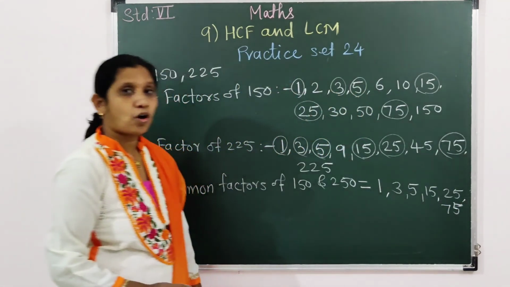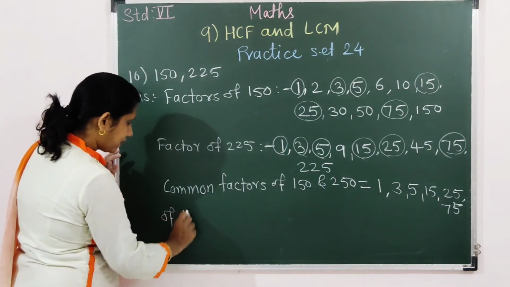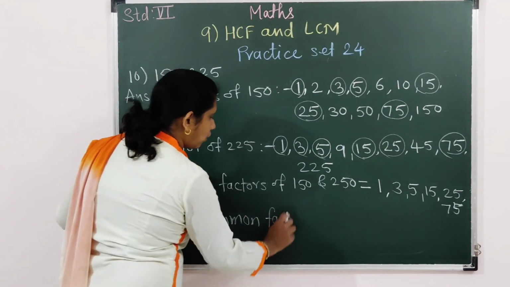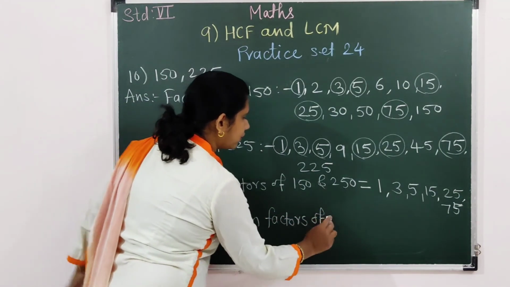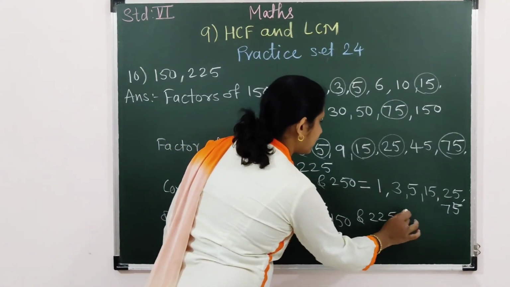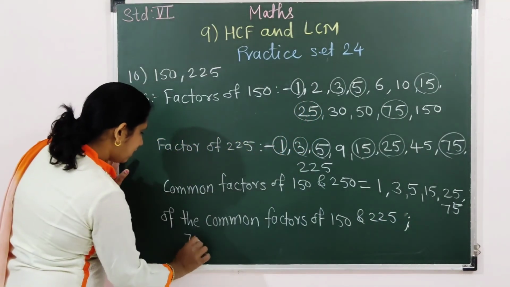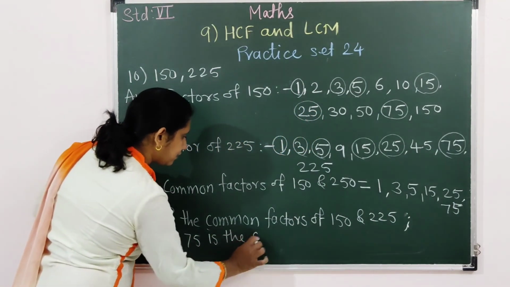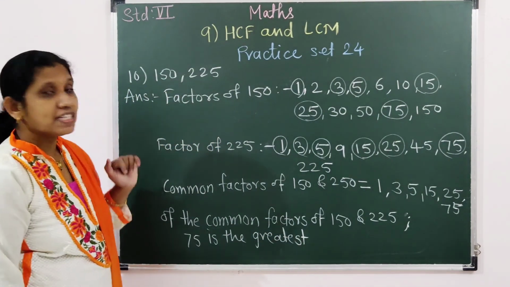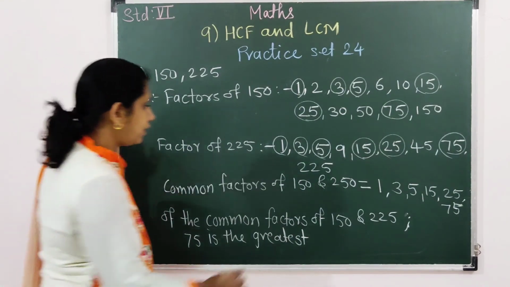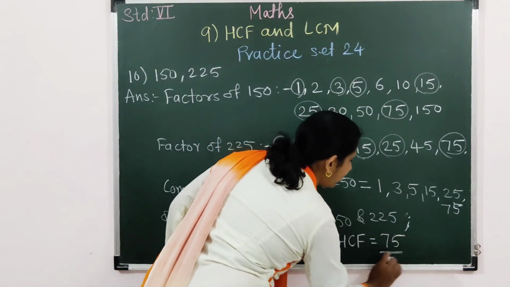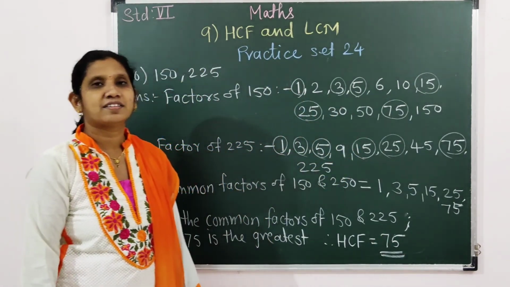Of the common factors of 150 and 225, 75 is the greatest. Okay, therefore what is the HCF? Yes, it is 75. Therefore HCF is equal to 75. Is it clear to you all, children?